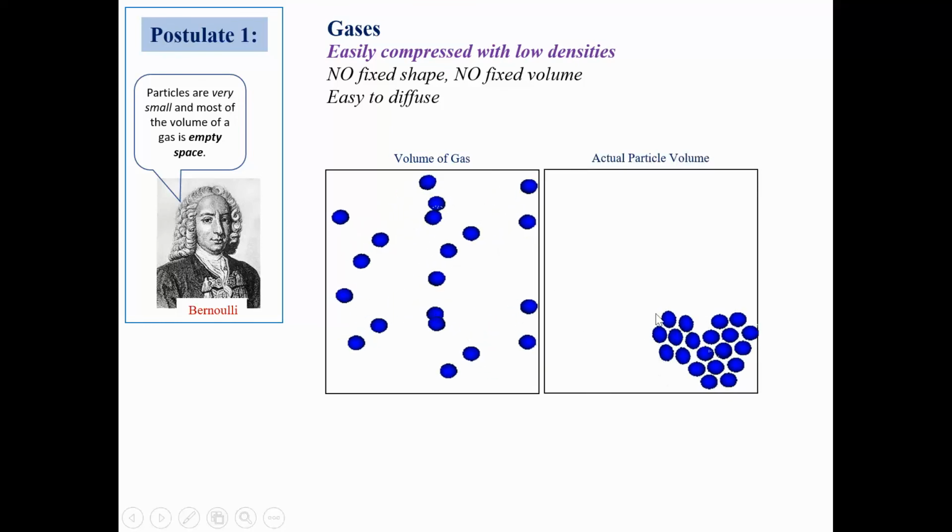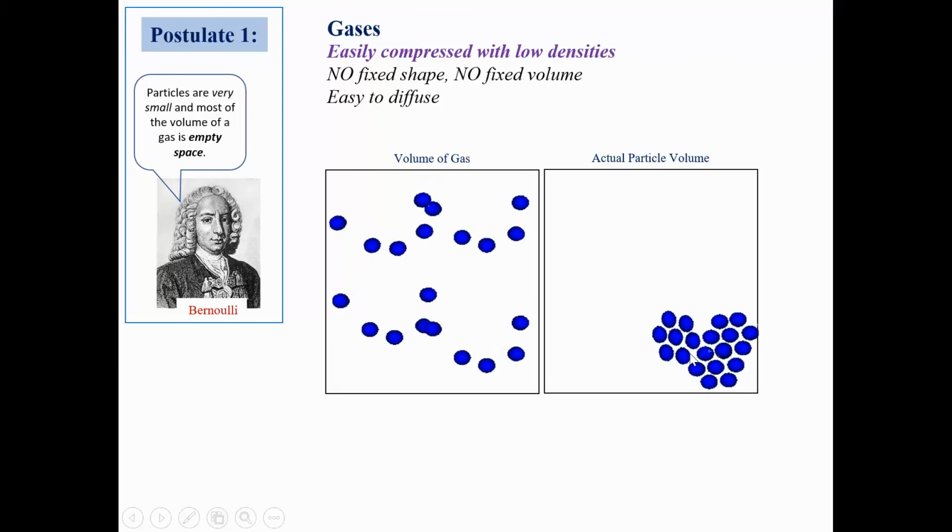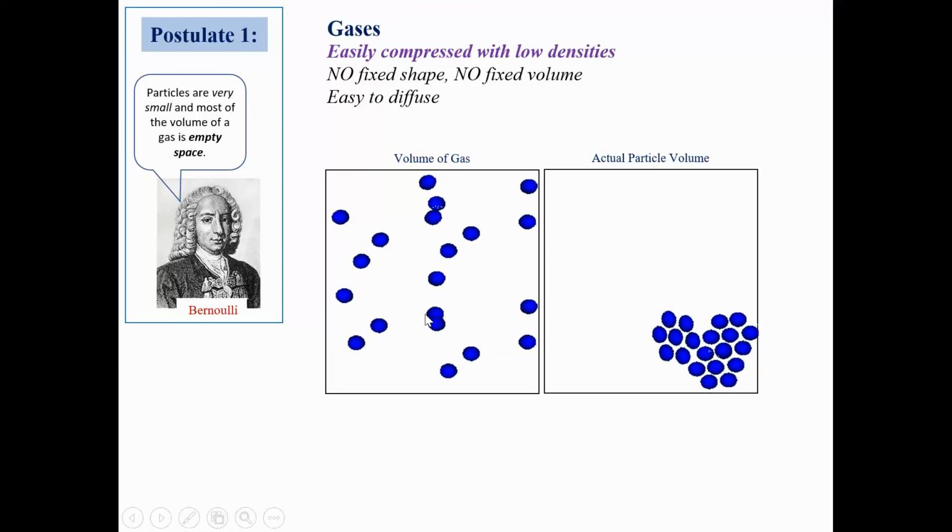The actual particles only take up this small room in the corner. Obviously, that's not what we see in actuality. That would be more like a solid arrangement. So gases aren't just going to stay clumped together down in the corner of a bottle. They're going to spread all out everywhere and leave lots of space between them.